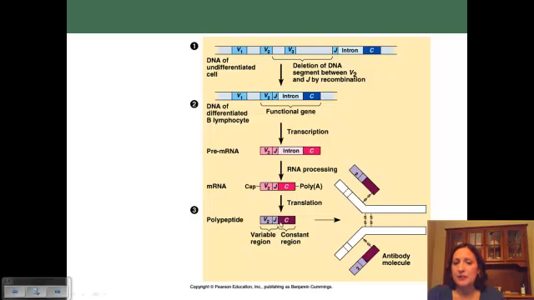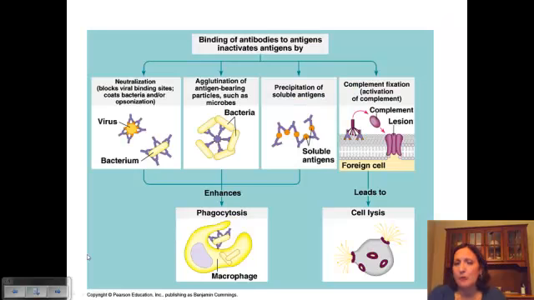So which 3 segments get put together is going to give you that variation. That's going to give you that variable region, that binding site. And we will talk about that in more detail, and it'll make more sense to you when we do protein synthesis, which we have not done yet.